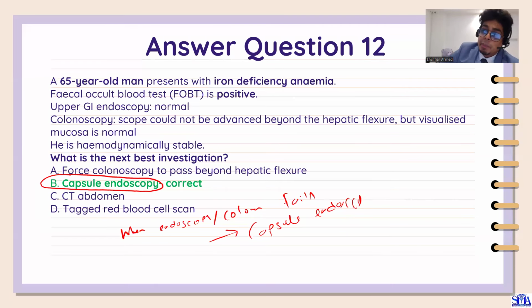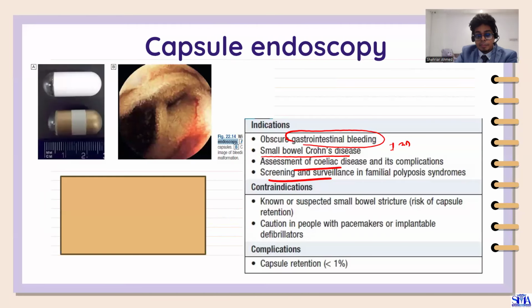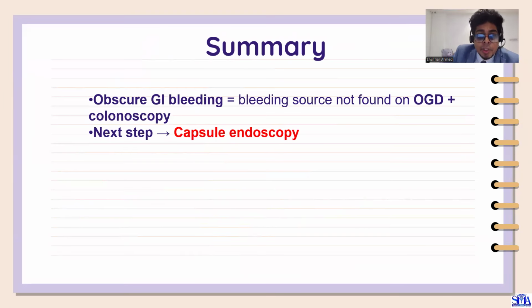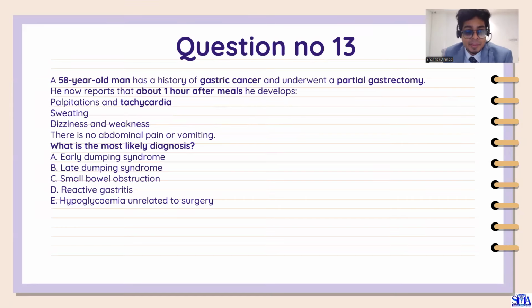Check those particular parts because you cannot send your device to those particular parts, right? Good. Clear now, everyone? The part which you cannot see with endoscopy, colonoscopy, you send capsule endoscopy there. So obscure GI bleeding, bleeding source not found on endoscopy, colonoscopy, you send capsule endoscopy. As a patient, you have to return that capsule.